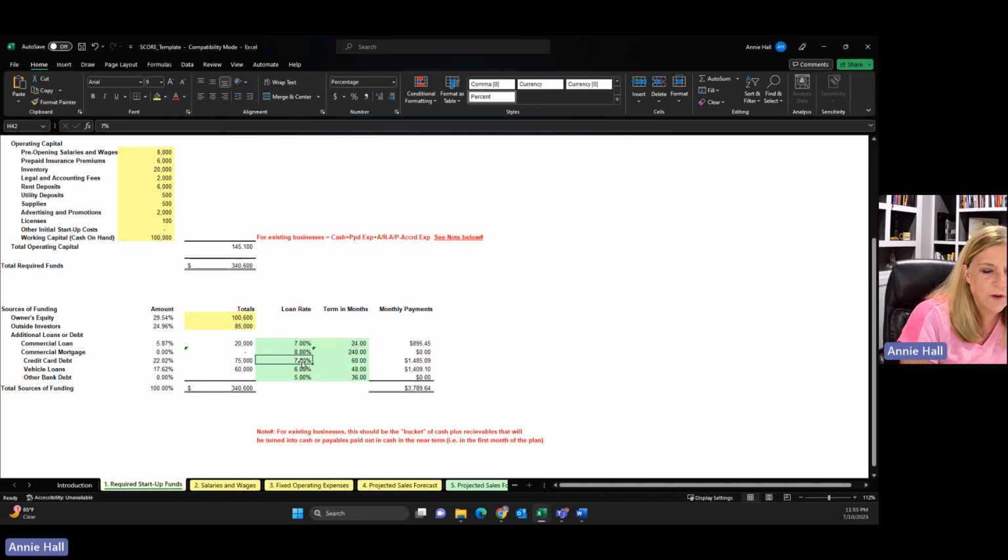We have a credit card debt that is always high at 22%. No, 7%. I'm sorry. They have it at 7% here. We know that's not right. Credit card debt is going to be at least 15%, maybe 20 something. So that's going to be $1,700 a month payment.